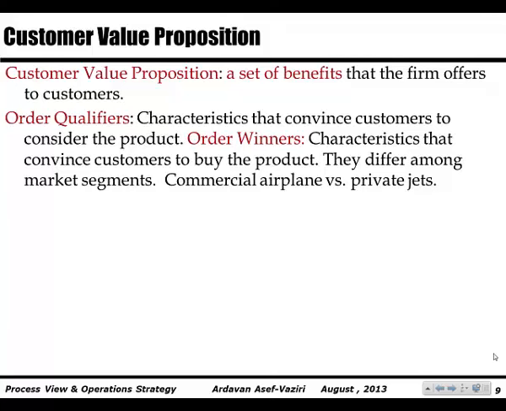Order qualifiers and order winners for a Walmart customer are entirely different than order qualifiers and order winners for a Whole Foods Market customer. Order qualifiers in the eyes of commercial airlines who want to buy a plane are entirely different than those order qualifiers and order winners in the eyes of a wealthy businessman who wants to buy a private jet. In many industries, order winners over time become order qualifiers.